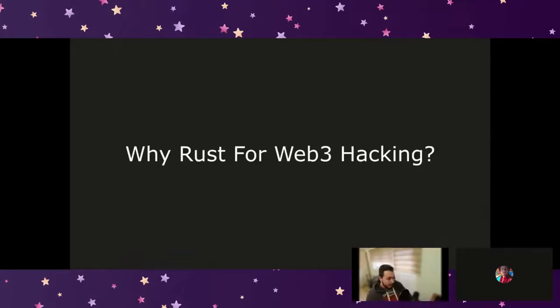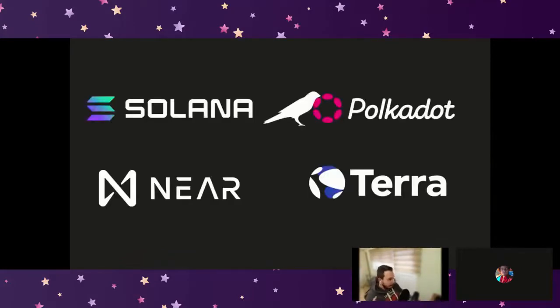Cool. So why Rust for Web3 hacking? You probably know all of those: Solana, Kusama, Polkadot, Near, Terra. What do they have in common? Yeah, those are Rust-based chains, and usually applications that deploy on them are built in Rust. For instance, Near has smart contracts in Rust. Obviously, most of them have EVM support, but still, the native one is Rust.